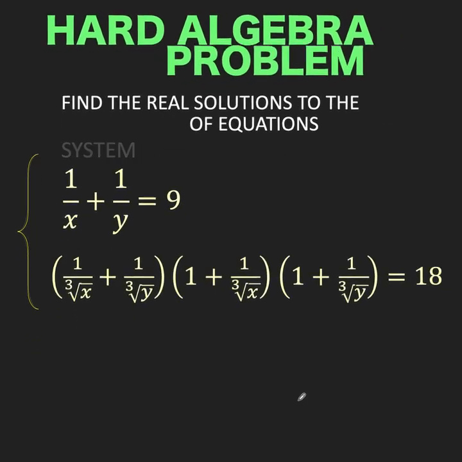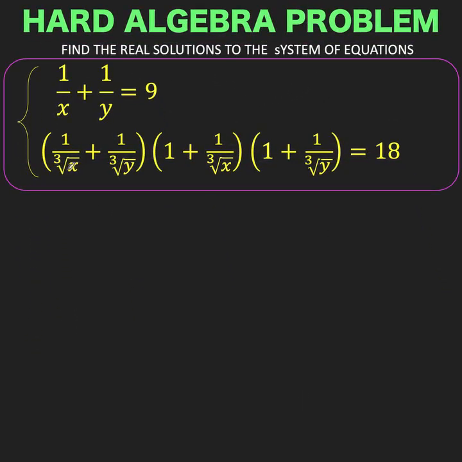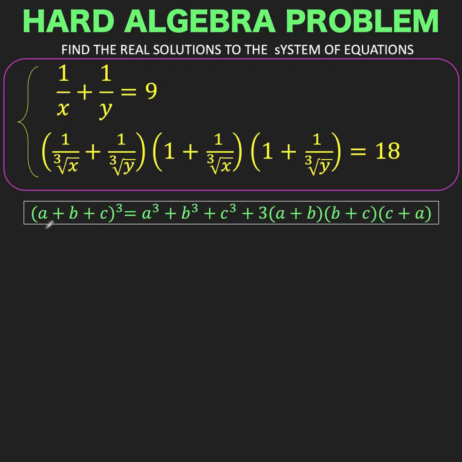Now, let's solve this problem together. Notice here that we have a cube root of x and cube root of y. So in order to eliminate the cube root, we can reverse the process by raising to exponent 3. And so, let's begin with an identity, the cube of a trinomial.